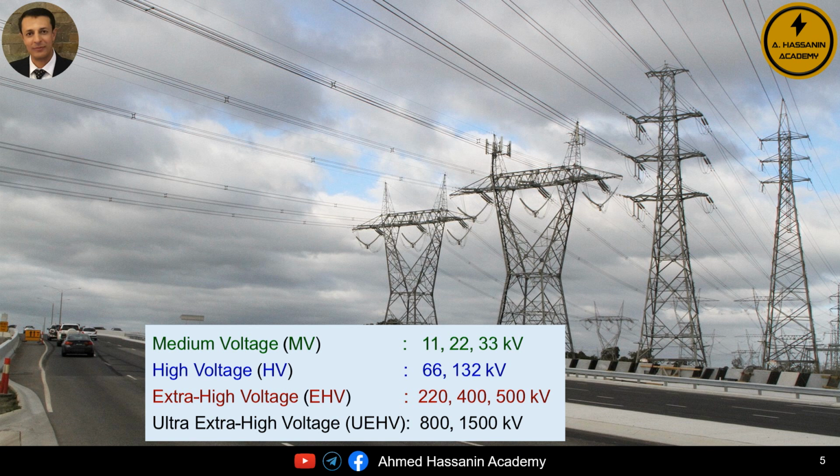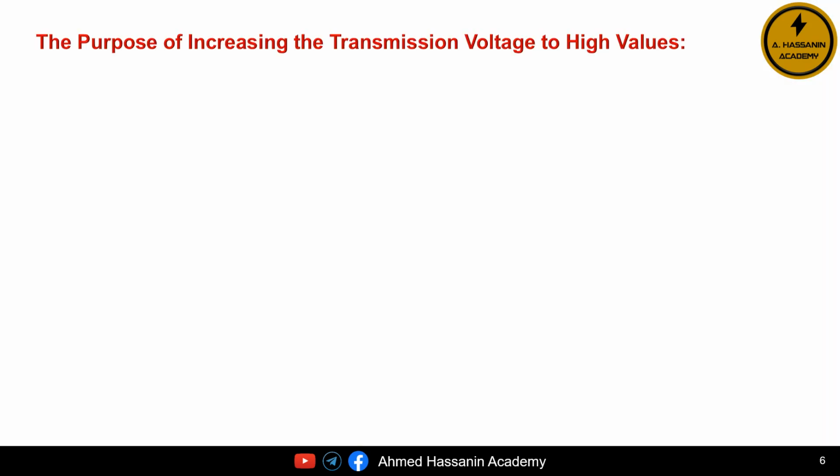Therefore, in conclusion, we must understand and emphasize the importance of knowing two key factors: the amount of electric power in megawatts that needs to be transmitted and the length of the transmission line in kilometers. Based on these two factors, we can determine the appropriate transmission voltage value in kilovolts for the overhead transmission line. Accordingly, we have understood that whenever the transmission voltage is high, this means that the transmission line is long, and the electric power to be transmitted will also be large.